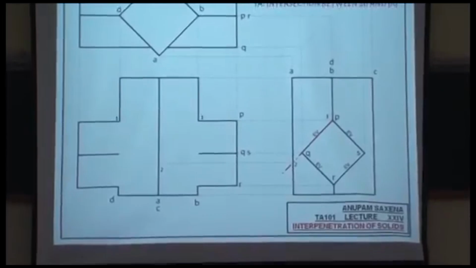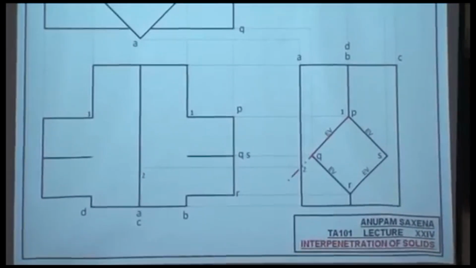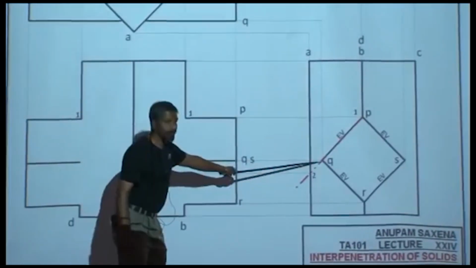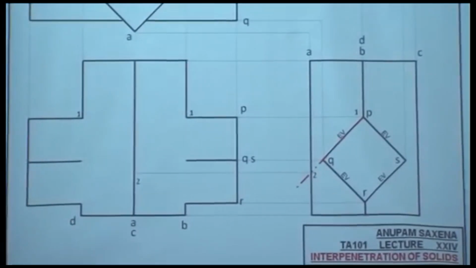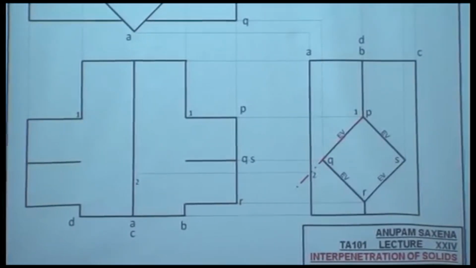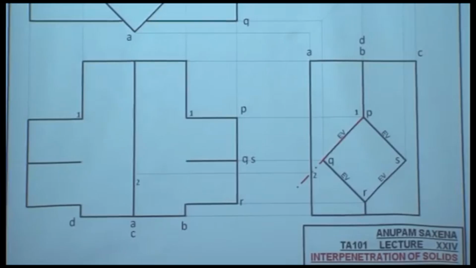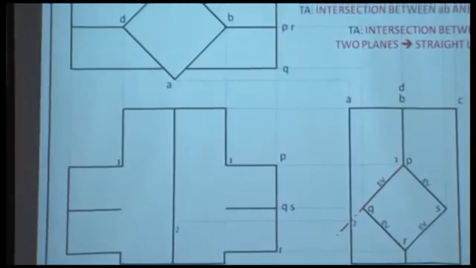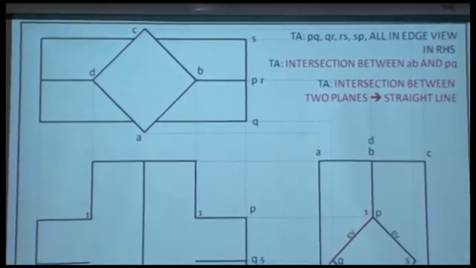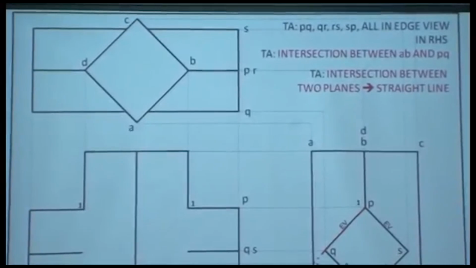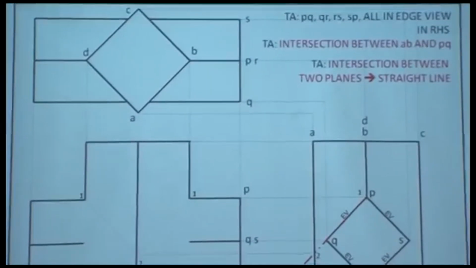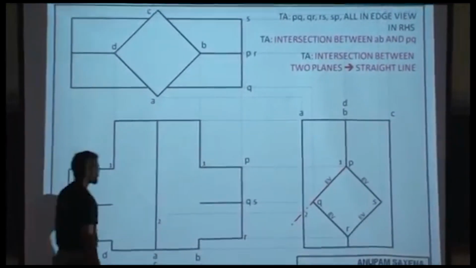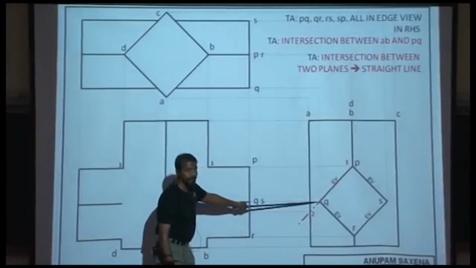Okay, point number 2. But the intersection is actually happening here. But before that, plane-plane intersection would give me what? A line. Intersection between two planes implies a straight line. So one line would be this one, joining 1 and 2. The second line will be this one, joining 1 and 2. All right? Now my actual intersection is happening here.